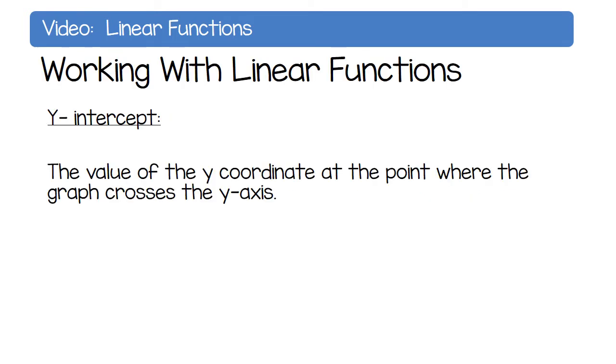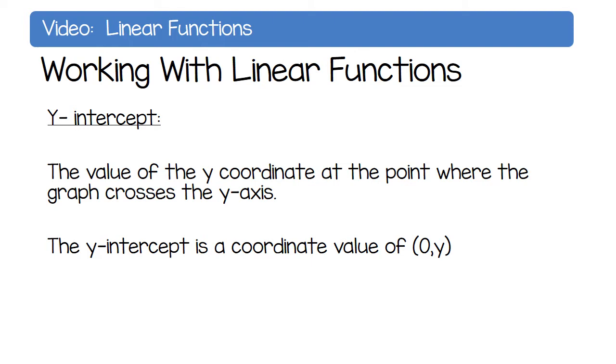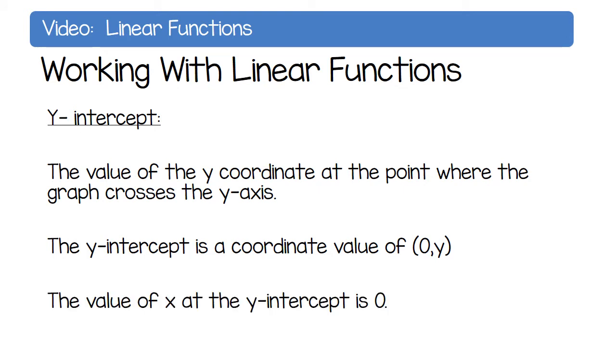The y-intercept is the value of the y-coordinate at the point where the graph crosses the y-axis. The y-intercept has an x coordinate value of 0 and the y value from the line crossing the y-axis. The value of x at the y-intercept then is 0.